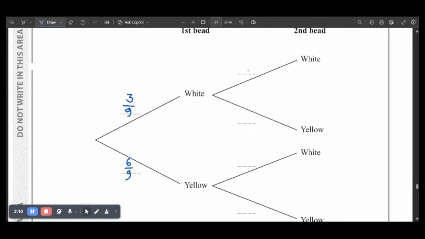Now choosing white as the second bead. When choosing white as a second bead, we have to keep in mind that a white bead was already chosen. So the total number of beads will decrease by 1. Before it was 9, now it will become 8. And as a white bead was already chosen, the number of white beads will decrease from 3 to 2.